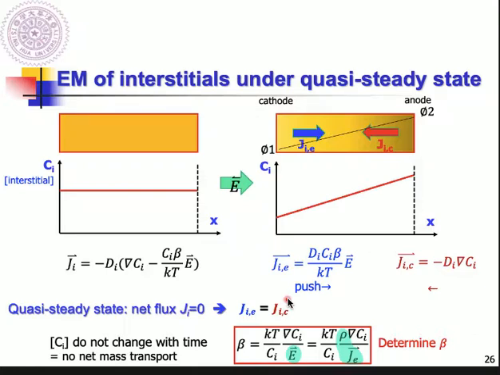Okay, so this is when you apply an electrical field on the metal material, and the electron flow will push the interstitial atoms to move and transport through your materials.